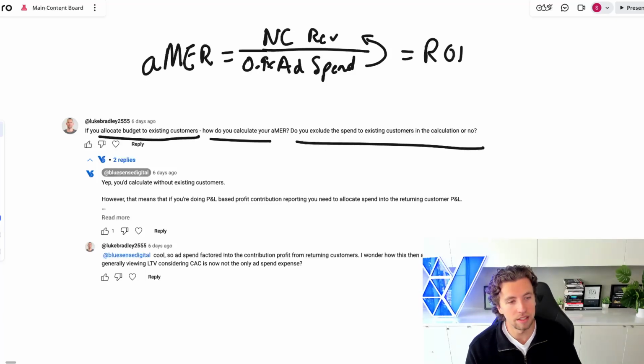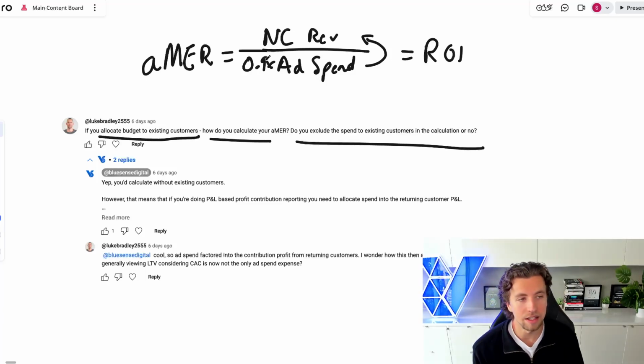But that raises another issue, which is that means that if you're doing P&L based profit contribution, you need to then go and allocate this spend somewhere. So the reality is that this spend doesn't just disappear. You are still spending 10% of your ad spend on existing customers. So where does it sit? Where does it get picked up in reporting? Does it get picked up in MER? Does it get picked up in the total profit contribution? Like, how are you allocating this?